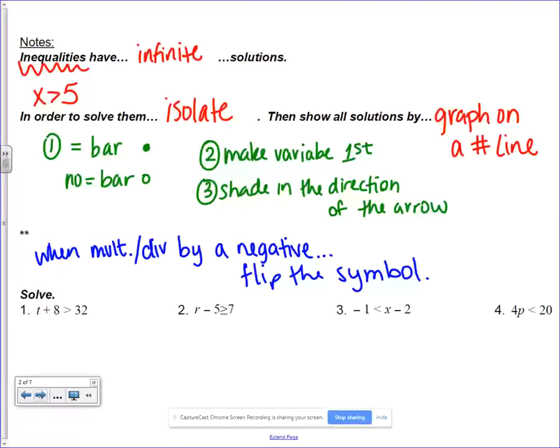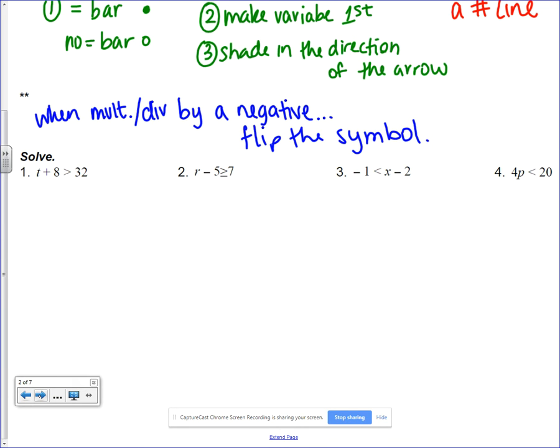So number 1, I'm just going to go through and I'm going to isolate the variable. Okay, variable's isolated. Notice the variable comes first. That says t is greater than 24. So I'm going to make myself a number line, and I'm going to put 24 on that number line. There is no equals bar on that greater than sign. So that will be an open circle, and the numbers that are greater than 24 would be shading to the right. That is the direction that the greater than symbol points.